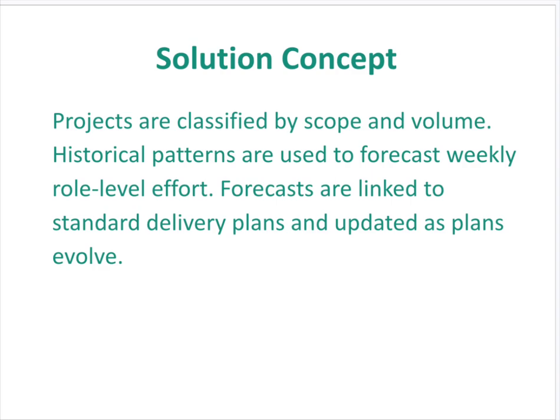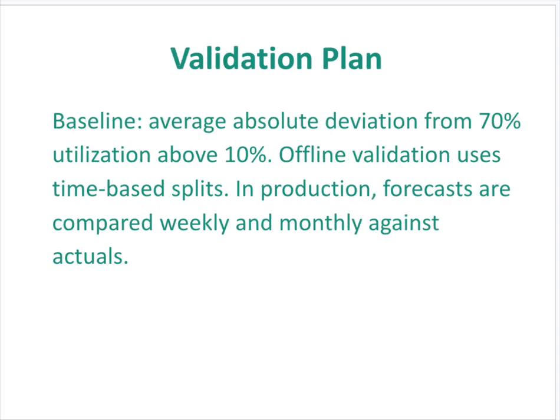Let's look at the solution variation plan. Projects are classified by scope and volume. Historical patterns are used to forecast weekly role level efforts. Forecasts are linked to standard delivery plans and updated as plans evolve. The baseline today is an average absolute deviation from 70% of utilization of above 10%. So we need to bring this below 5%.